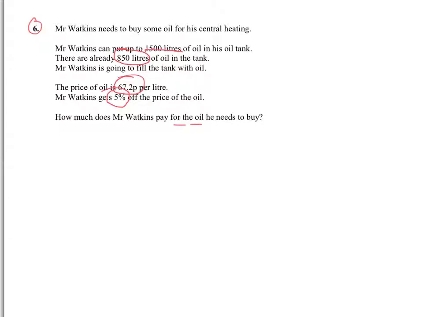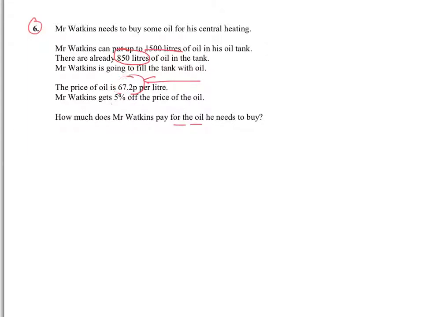Now, the first thing I'm going to mention here is this 67.2 pence per litre. When we've done questions like this and they've given us a price like that, 67.2 pence, some people have thought, does that mean £67 and 2 pence or something like that? It doesn't. It means 67.2 pence. Now, I know that if you're buying something, you can't buy it for 67.2 pence exactly.